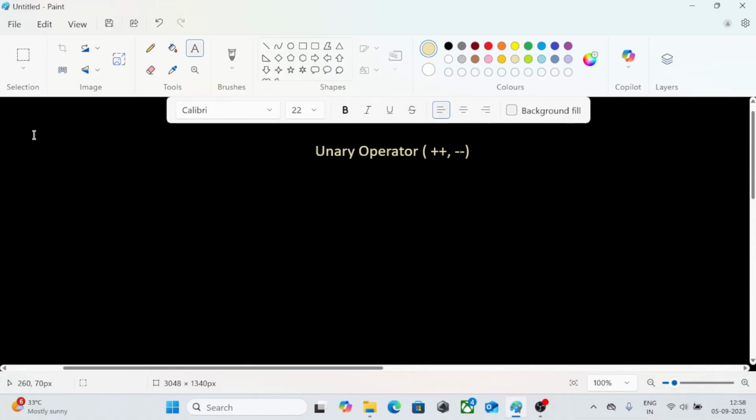If you observe, there is something called a plus b. How many operands are there? b is one operand, a is one operand, and plus is the operator. So this is a binary operator. Like this, for unary operator, let us take a plus plus. There is only one operand, and this entire thing is considered one operator, so this is a unary operator.